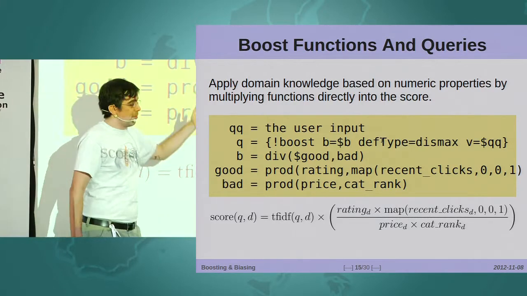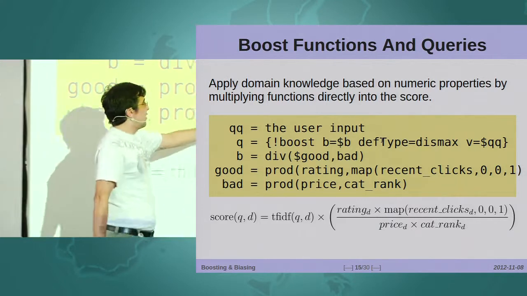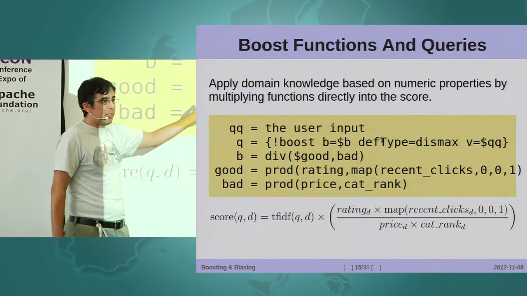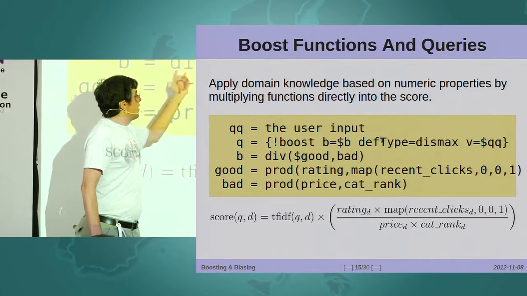And here I just have some, just for completeness to explain it, this is that map function I mentioned to you. Prod is just the product of multiple things. Div is the division.